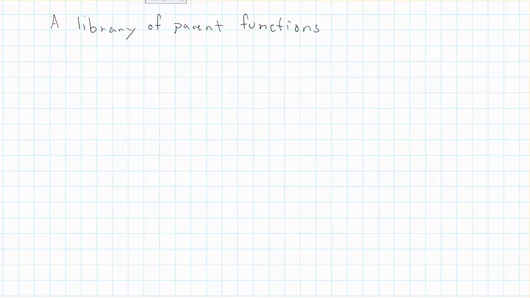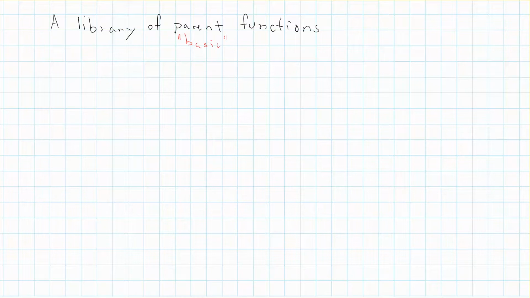Okay, in this video here, we're going to be talking about a library of parent functions. Sometimes you'll hear me refer to these as basic functions. And this really is in preparation for the next set of videos dealing with transformations of functions. These basic functions are very simplistic, meaning that they're things like f of x equals x, f of x equals x squared, very basic, no multiplying or adding numbers or anything like that to them.